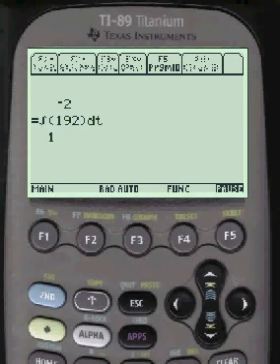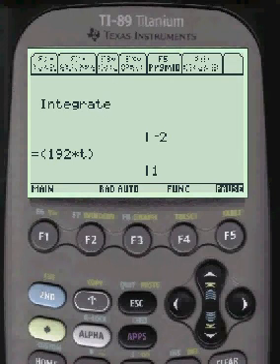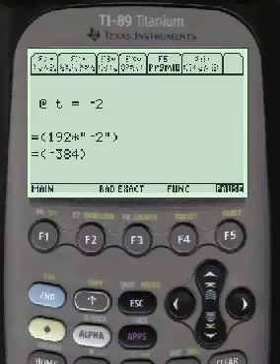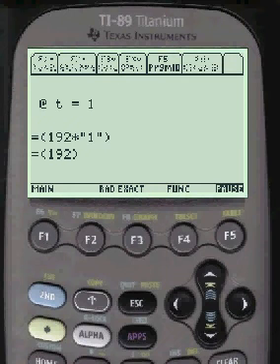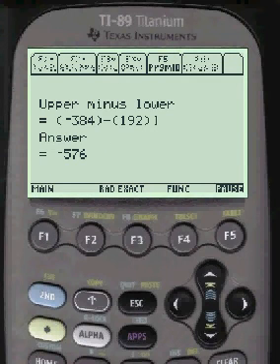this new integral here, integral 192 dt. We integrate it, we get 192t, of course, and minus 2 and 1 for limits. T at minus 2 is 384. T at 1 is 192. Those add up to minus 576.